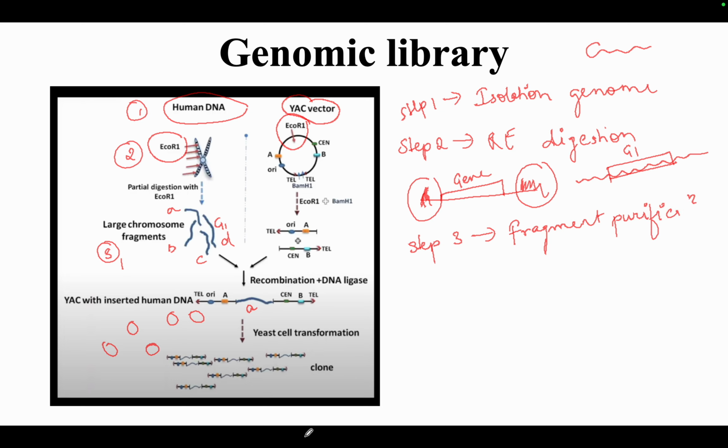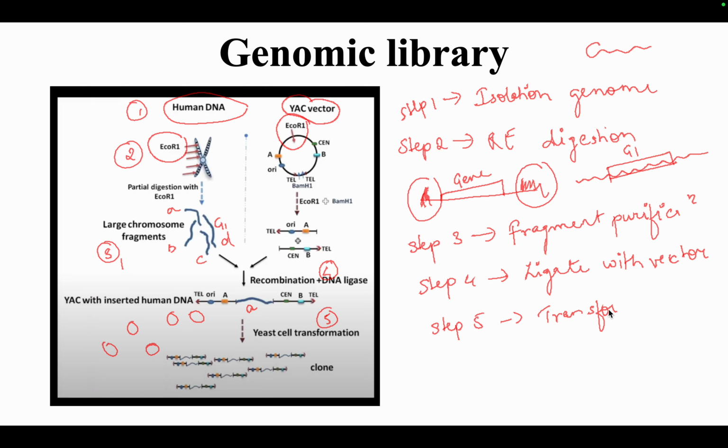And step 4 is ligation. So this is the step 4 where you will ligate with vector. And then finally step 5, transformation. Step 5 is transformation. So this is the general theme of cloning.